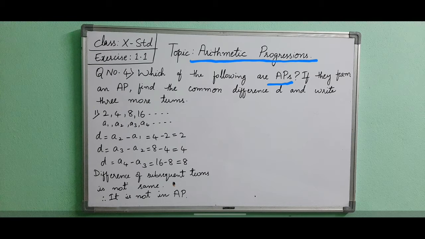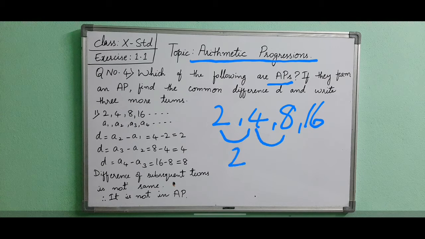Now we will find the difference. Look at here what the terms are given: 2, 4, 8 and 16. If we subtract 4 minus 2, it is 2. If we subtract 8 minus 4, it is 4. If we subtract 16 minus 8, it is 8.